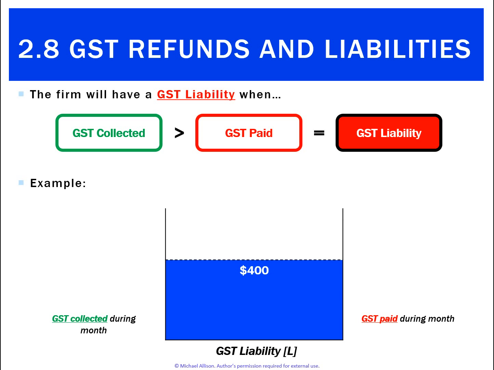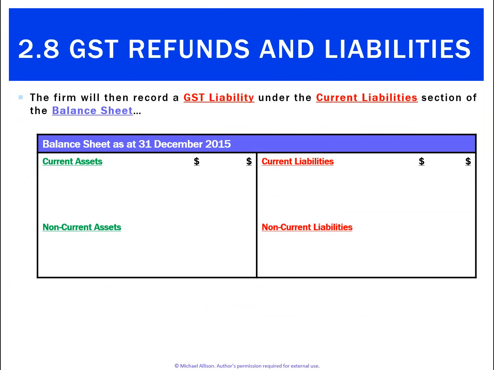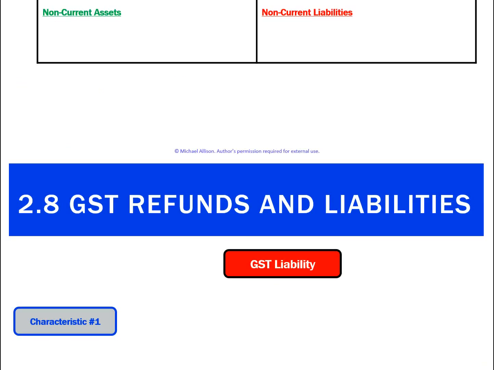So looking at the equation at the top of the screen, the GST collected was 600. We paid 200, so therefore our liability is only $400. How would this be shown in the balance sheet? Well, whenever we owe anything, that's an obligation, so it will go under liabilities, and it's a current liability because it's always due within 12 months.